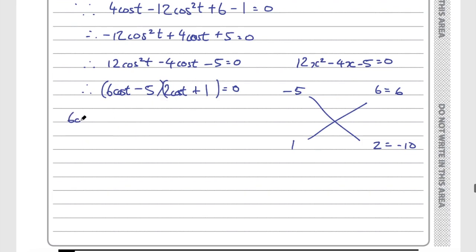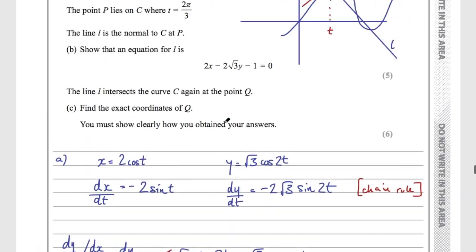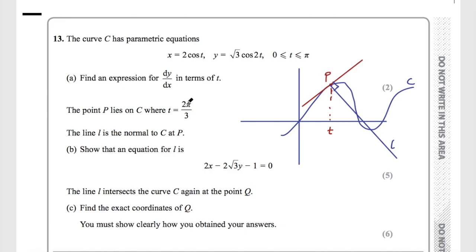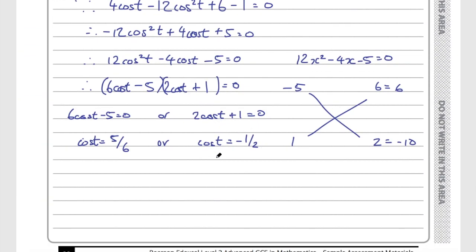So either 6 cosine t minus 5 equals 0, or 2 cosine t plus 1 equals 0. Remember, either this bracket equals 0 or this bracket equals 0 to make the product equal 0. So that's how we get these two solutions. And then therefore rearranging these, cosine of t equals 5 on 6, or cosine of t equals negative a half. Remember, the cosine of 2 pi on 3 was negative a half, and we already have that solution. So remember, at the start of this problem, they told us a point P lies on C where t equals 2 pi on 3. So we already have that solution where cosine of t equals negative a half, so we don't have to worry about that one. We've already accounted for that one. So we want to worry about this solution where the cosine of t equals 5 on 6.